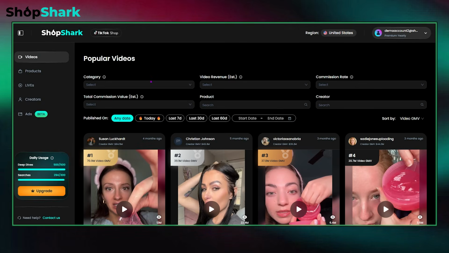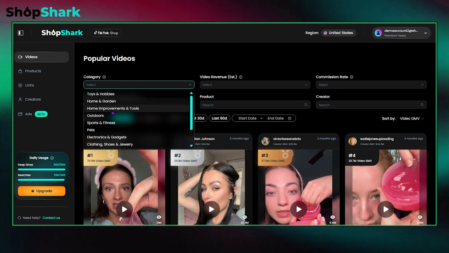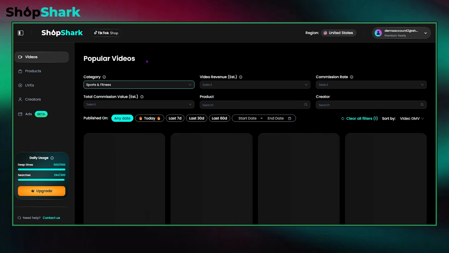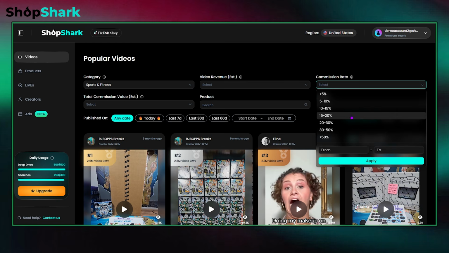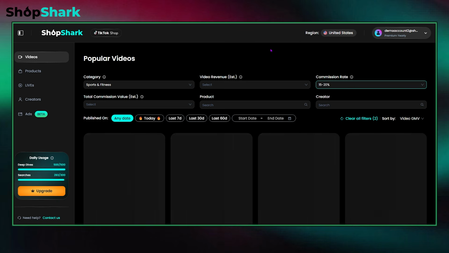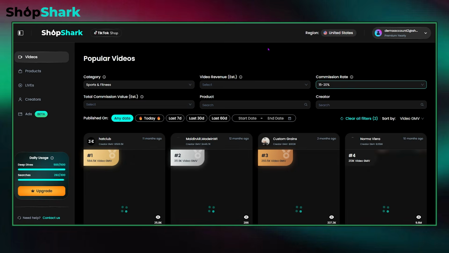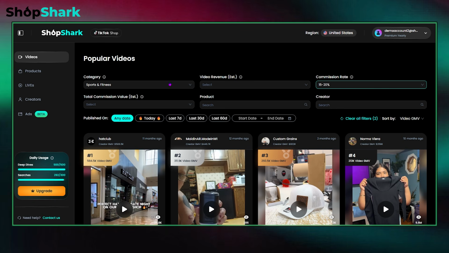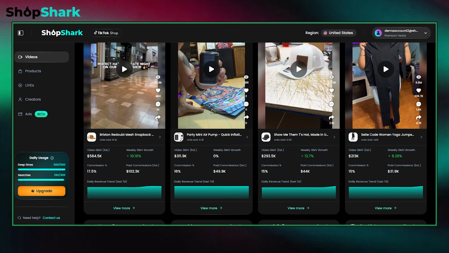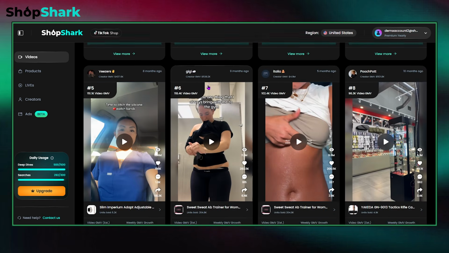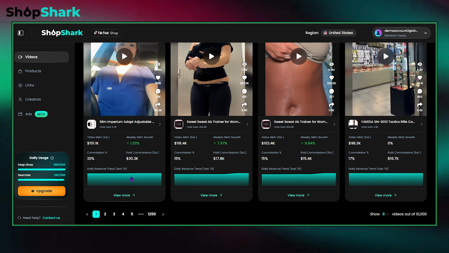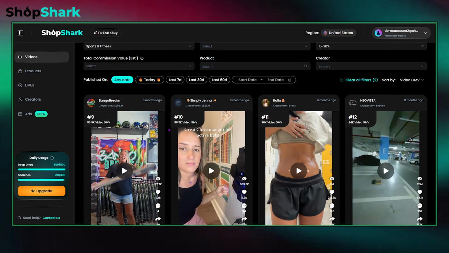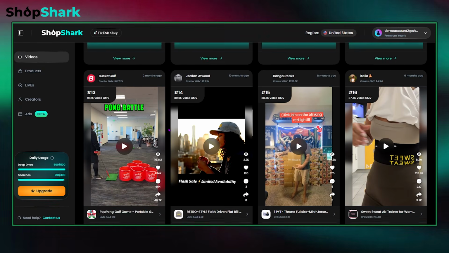One of the most powerful features in ShopShark is the videos section. At the top, you'll find a search bar that lets you search by product name, keyword, brand, or category, making it easy to explore almost any niche you're interested in. Once you search, ShopShark gathers all the relevant videos in one place. You can sort them by views, likes, engagement, publish date, and other filters to quickly find the content that's performing best.